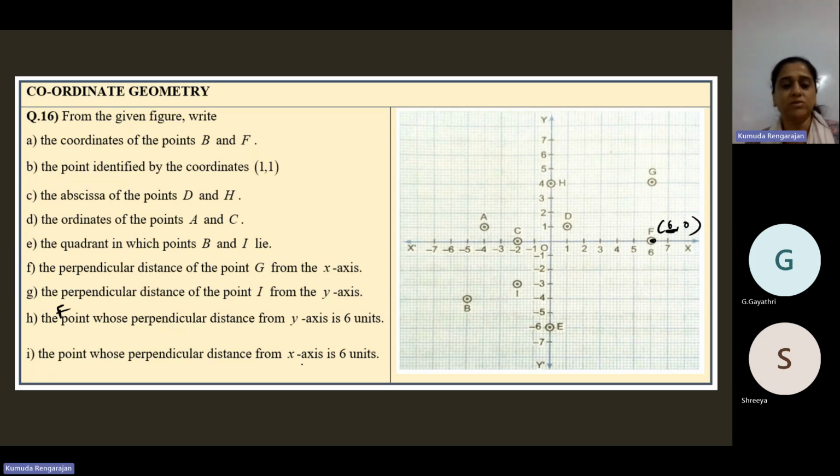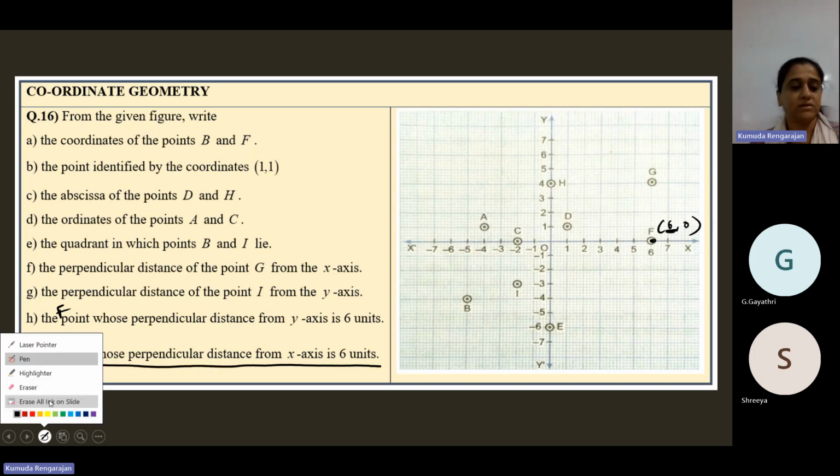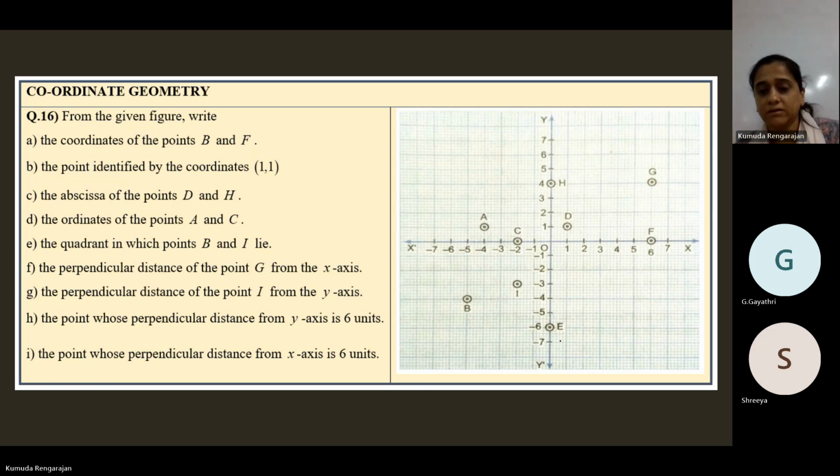The point whose perpendicular distance from x-axis is 6. This one. What is this? 0, comma minus 6. The first number is the distance from the y-axis. This is the distance from the x-axis. Yeah, so E. E is the point whose perpendicular distance from the x-axis is 6 units. Right?